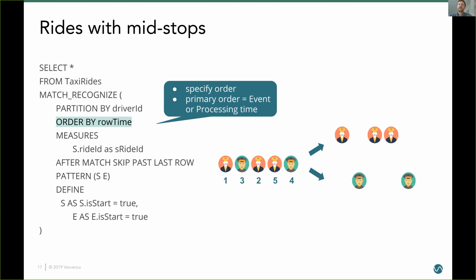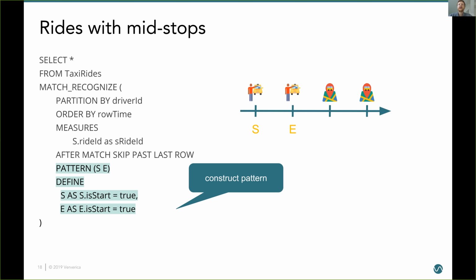Then it is very important that we have to specify the order of our events. As I said, MATCH_RECOGNIZE really works on sorted events, so we always have to provide the ordering. And as the first parameter, we have to provide a time attribute, because that works on streams. Primarily, we always have to sort by either the processing time or the event time of the events. And later on, we can move on to the most important part of MATCH_RECOGNIZE. So we define our pattern.